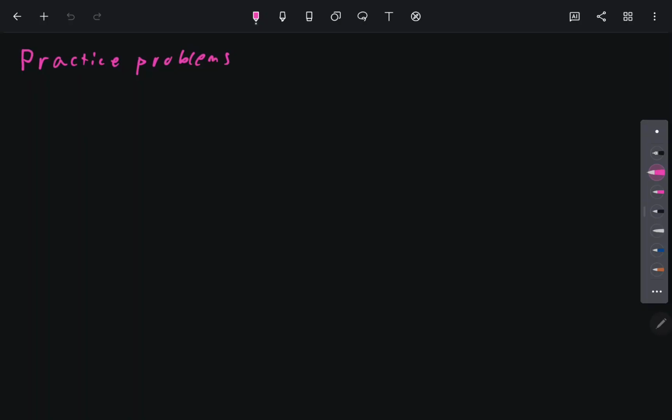Now let's do a few practice problems. Well, let's see. Let's find the exponential function.